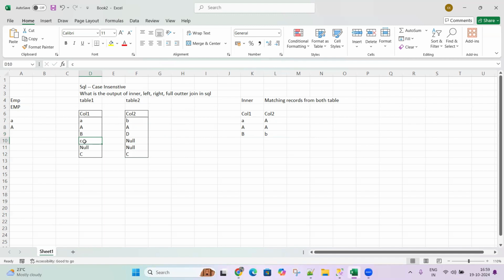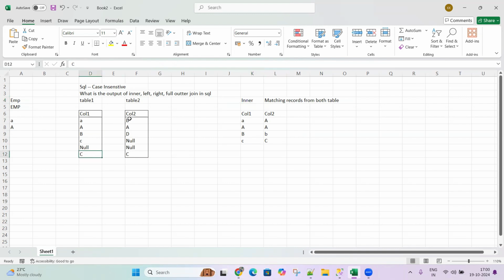Now let's consider C. C matches with B? No. C matches with A? No. C matches with D? No. C matches with null? No, and again no. And C matches with C. So it's a small c in one table, and in the other it's a capital C. Now null. In an inner join, since there is no matching, we can't match null with anything. We never consider nulls in the inner join, so we just leave it and go to the next record.